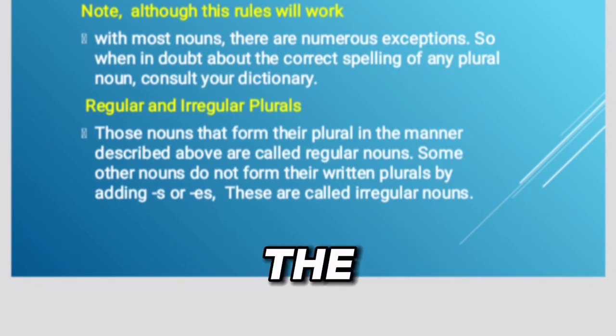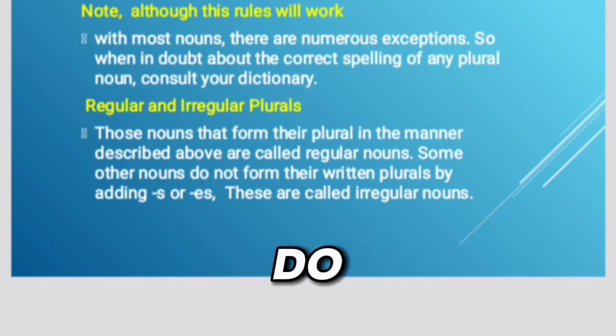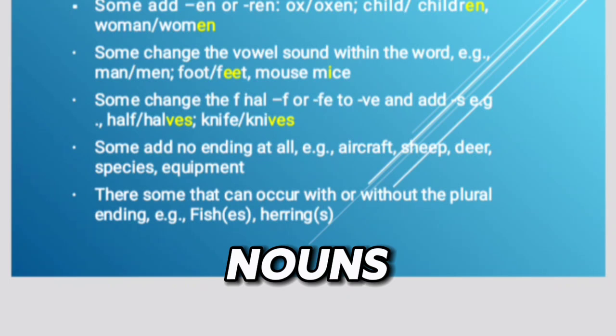Regular and irregular nouns. The ones I just explained, where you make the plural form by adding es, ies, or even just s, are all regular nouns. Then irregular nouns do not form their plurals that way. So this is how the irregular nouns form their plural.